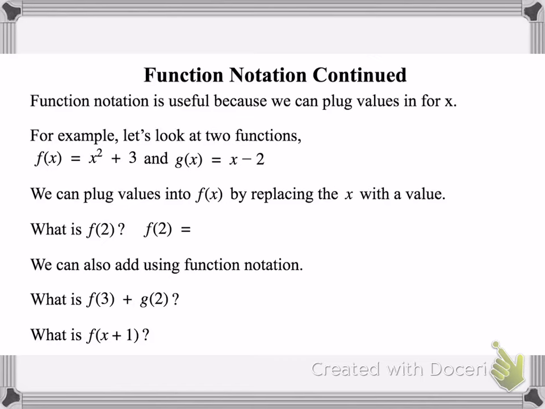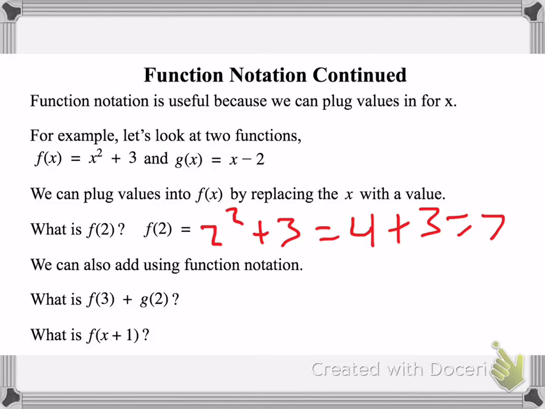So what is f of 2? Well, anywhere we see an x, we're going to put a 2. So f of 2 is going to equal 2 squared plus 3. We begin solving that. 2 squared equals 4, plus 3 equals 7. So f of 2 is going to equal 7. So when we input a value of 2, our output is going to be 7.